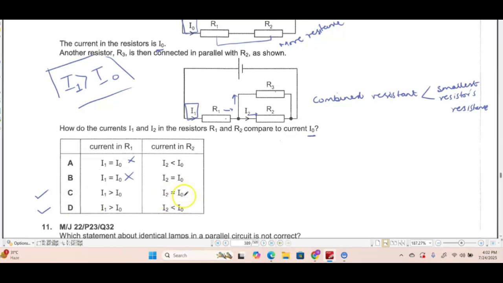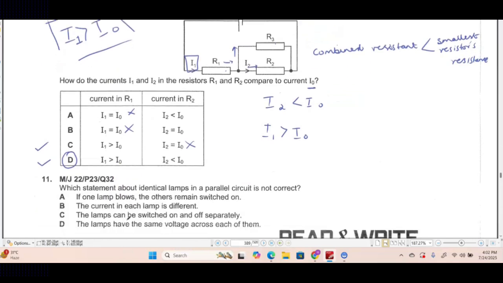It states that I2 is equal to I0. No, I2 can't be equal to I0. I2 has to be less than I0. Okay, so D is our correct option. Why is this happening over here, that I2 is less than I0? Because I1 is greater than I0. So this is greater than this current. So I2 can't be equal to I0. It has to be lesser. Okay, so option D is our correct option.